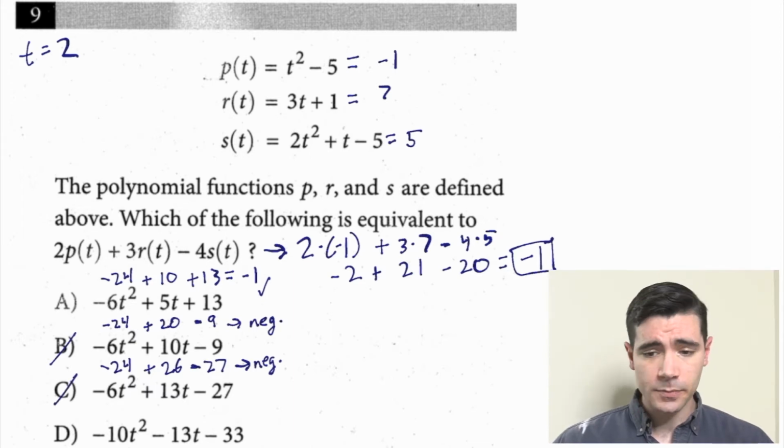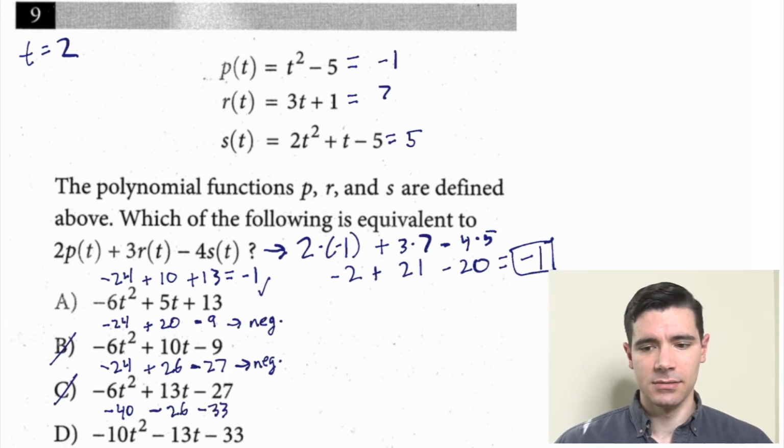And we go to D. Negative 10t squared. So that's negative 10 times 4, negative 40, minus 13 times 2, minus 26. And then it's going to be minus 33. This is way too negative. I'm only looking for negative 1. This is going to be like a big negative number. No thanks, D. So the answer must be A.